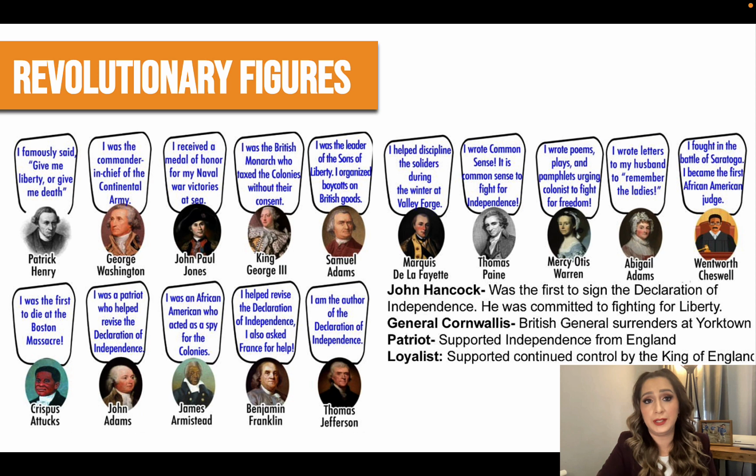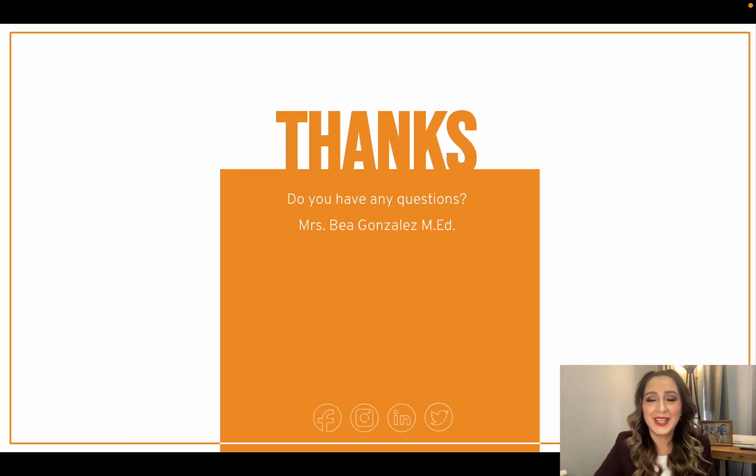Mercy Otis Warren, she was a female patriot. A patriot is someone who supports independence. And she wrote poems, plays, pamphlets urging the colonists to fight for freedom. And Crispus Attucks was the first to die in the Boston Massacre. It's also important to know that a loyalist is someone who wants to stay controlled by England. They are loyal to the King of England. That concludes the causes of the American Revolution.